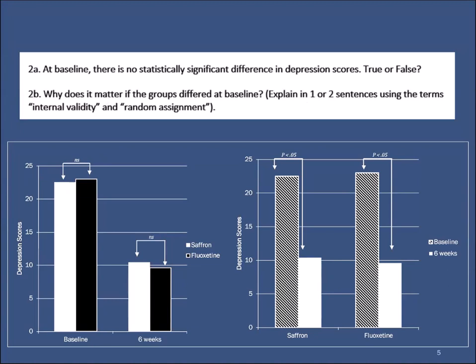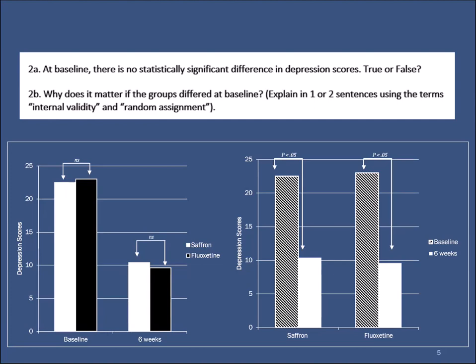At baseline, there is a statistically significant difference in depression scores. True or false? If you take a look at the graph on the left at baseline, the graphs are marked NS. This means there is no significant difference between the two groups. The same holds true after 6 weeks. No significant difference between the two groups.